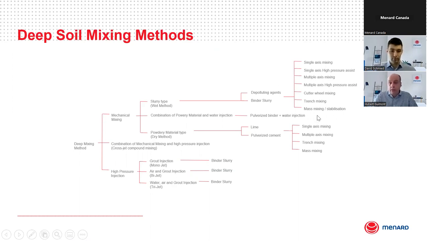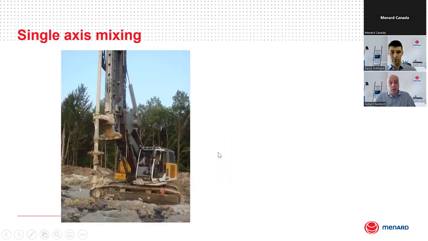So as you can see here on that graph, you have various types of soil mixing equipment and various types of configuration. Each type is more or less adapted to build different geometries or to different types of soils, and so it's important to select the good equipment. I'll show you a few different types of equipment that we can use.